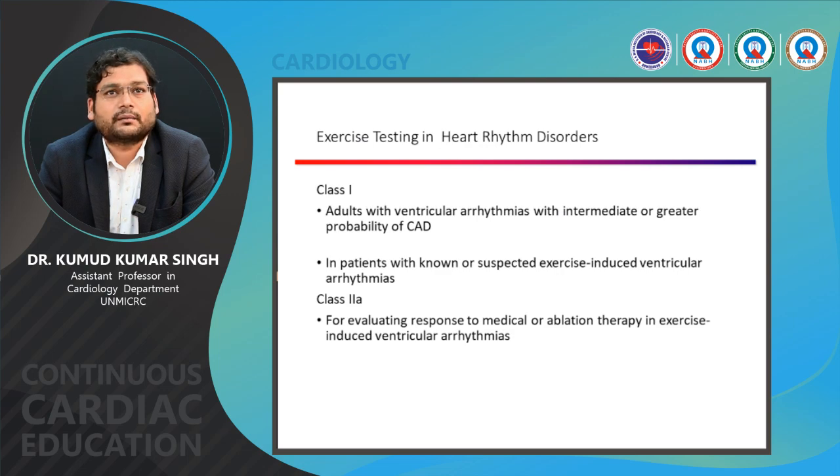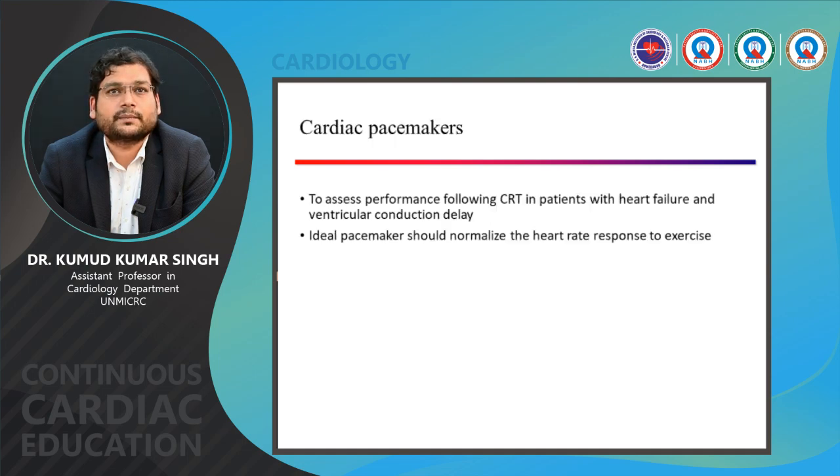Exercise testing in heart rhythm disorder. The class 1 indication is adults with ventricular arrhythmias with intermediate or greater probability of CAD, patients with known or suspected exercise-induced ventricular arrhythmias, and for evaluating the response to medical or ablation therapy in exercise-induced ventricular arrhythmias. Cardiac pacemakers: to assess the performance following CRT in the patient with heart failure and ventricular conduction delay, an ideal pacemaker should normalize the heart rate response to exercise.